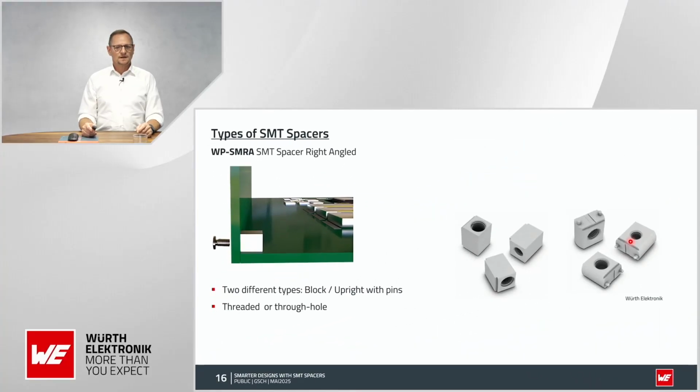Next type is the right-angled spacer, and here you can see that we have two types. We have the block type, like this one, it's a bigger one, and then we have this one, the upright type with the positioning pins. They have such a big surface that they create really strong holding forces. You can get them threaded or with a through hole, and what we can achieve here is a perfect 90-degree angled connection of PCBs.